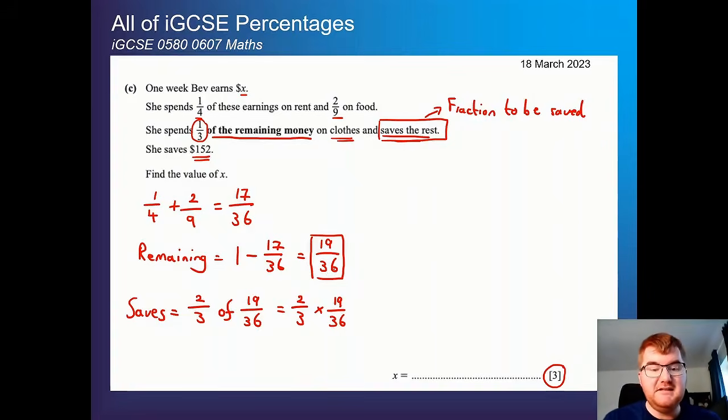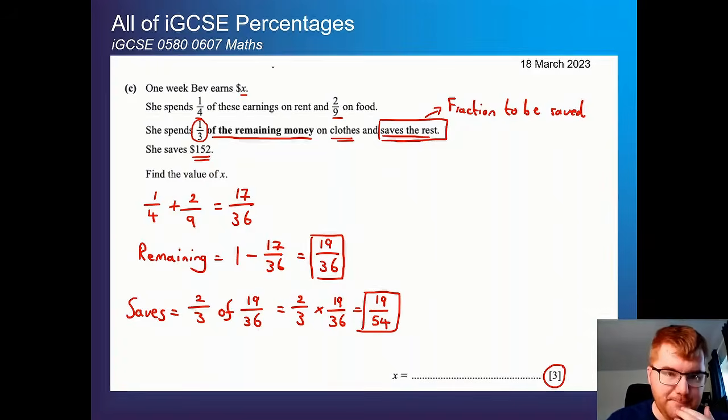Again, we can use our calculator to do this for us. And if we pop that into the calculator, just using my calculator here, there is no need to do non-calculator methods for a question like this. And if we pop it in, we then get 19 over 54. So this is the really important fraction. She saves 19/54 of this particular x.